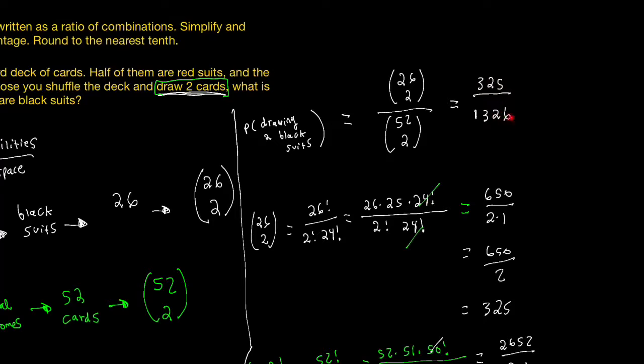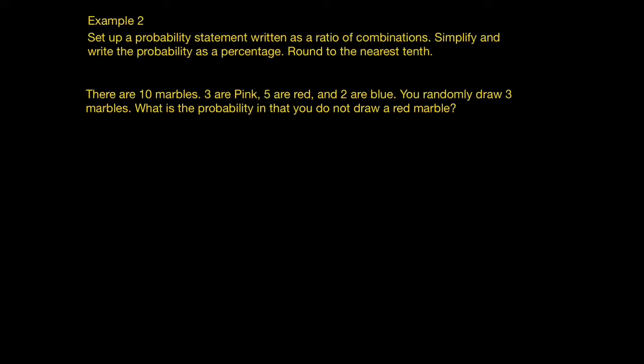And now to calculate the probability, let's get the percentage of this. So 325 over 1326 gives me an approximation of 24.5%. All right, 24.5%. Let's check out this example now.